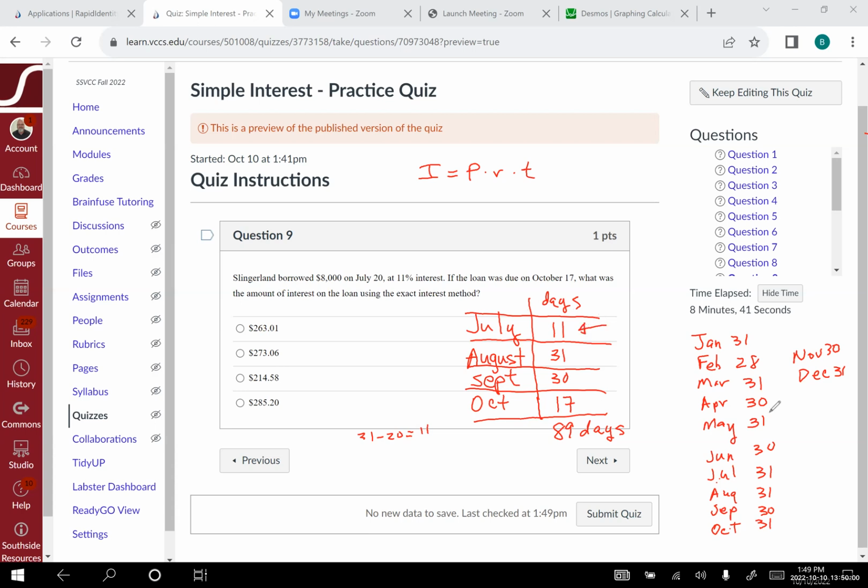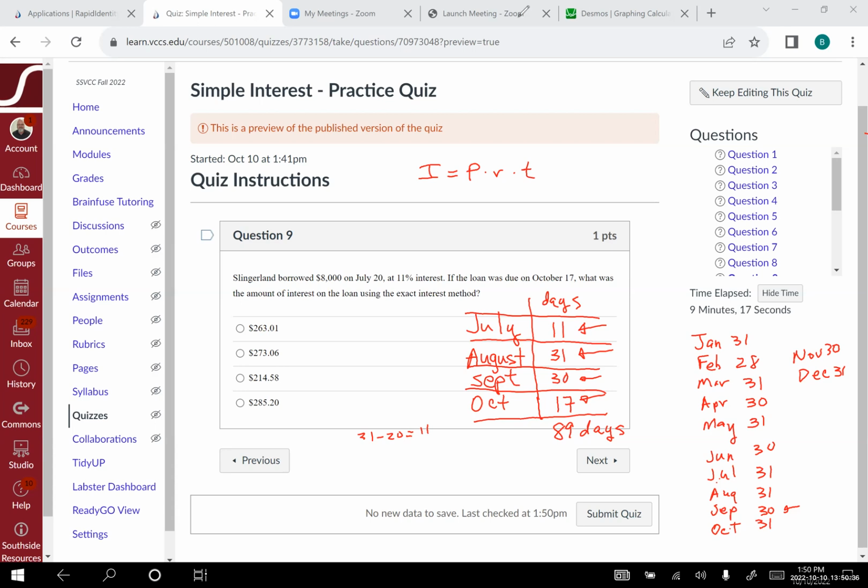Then all of August, August has 31 days. That's all of August. All of September, September has 30 days. And then through the 17th of October, so we only have to count 17 days in October. So that's how I got 89 days. We add all those up, we get 89 days.